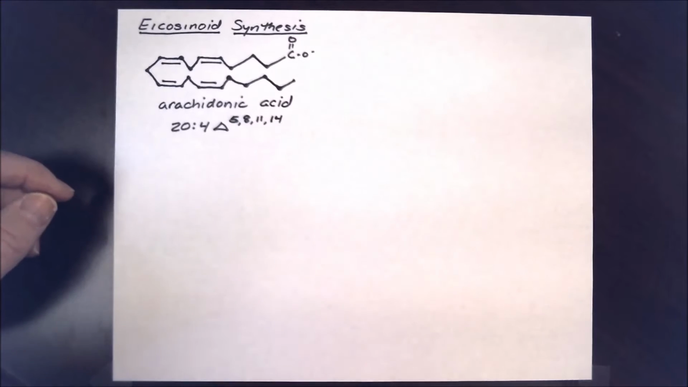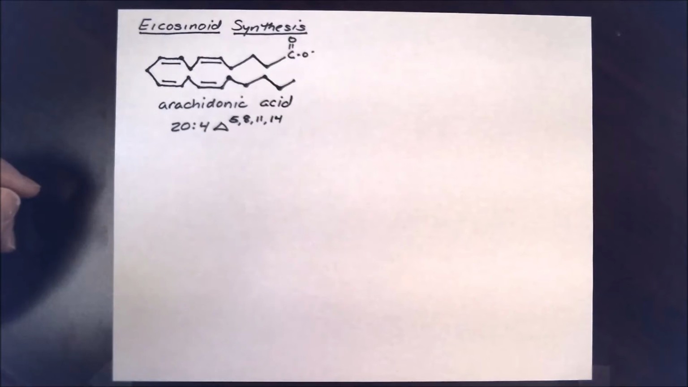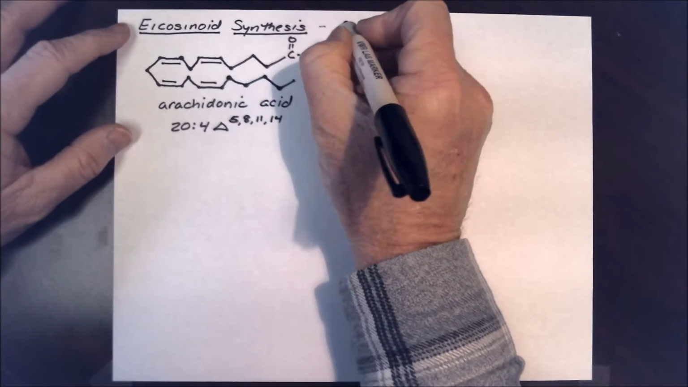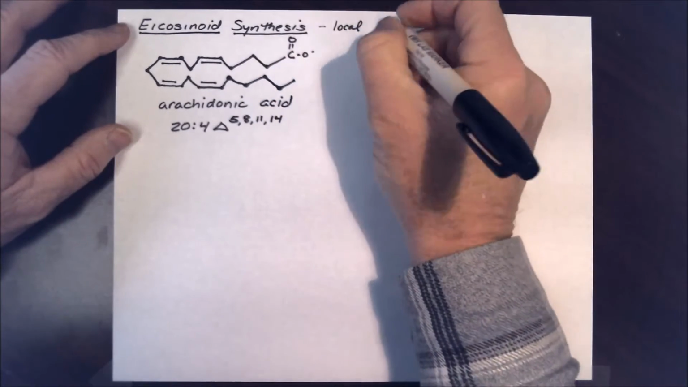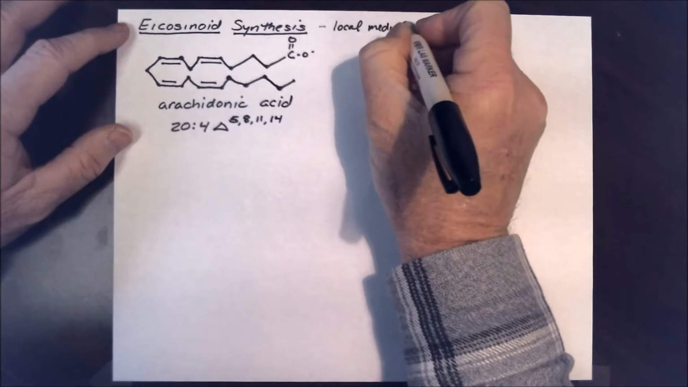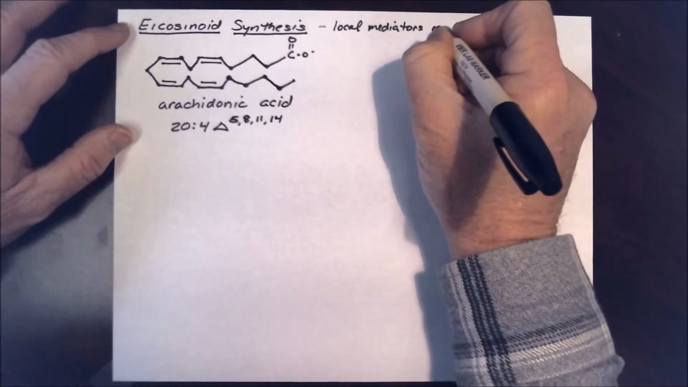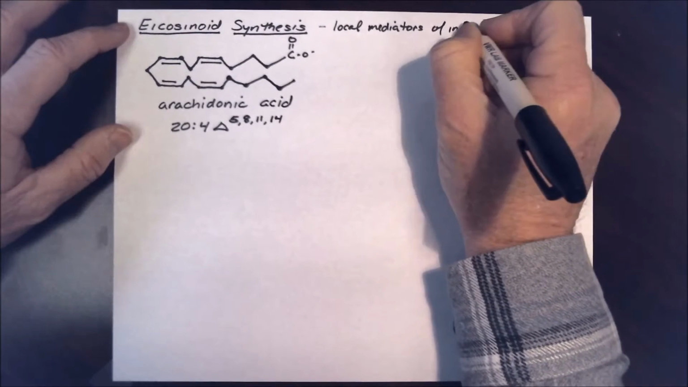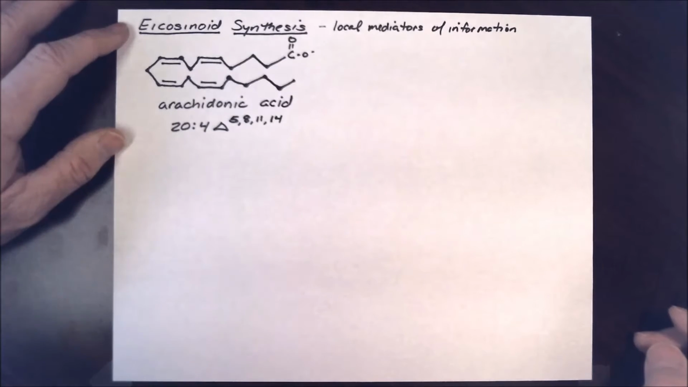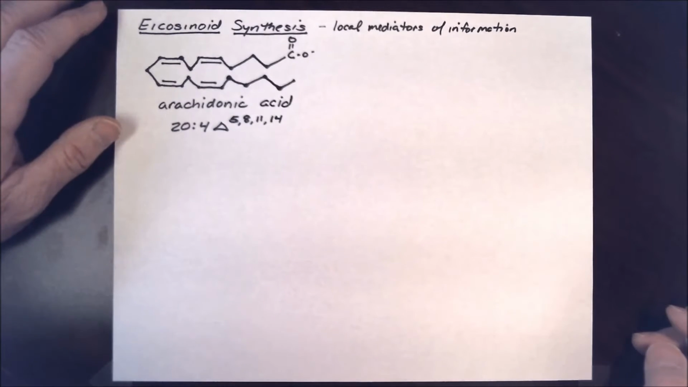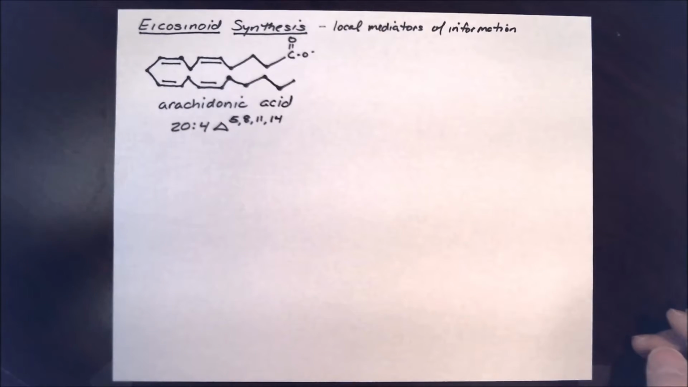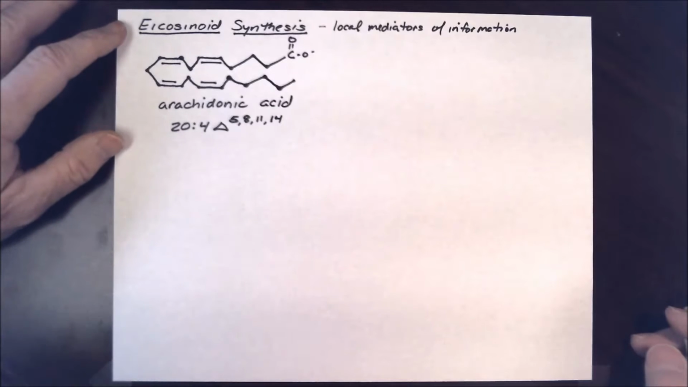Next, we need to address eicosinoid synthesis. Now, the purpose of eicosinoids are local mediators of information. So we've seen so far with insulin and glucagon, these are endocrine hormones that are able to communicate information throughout the entire body, that being either a fed or fasting state.